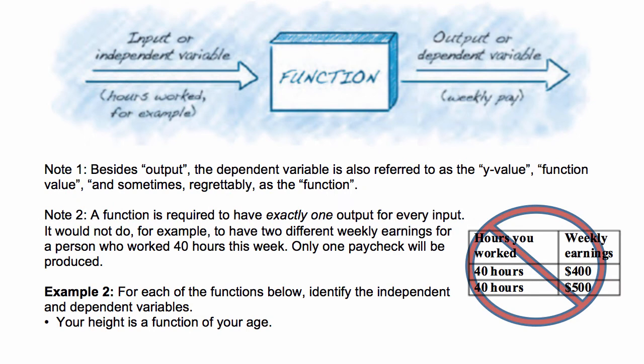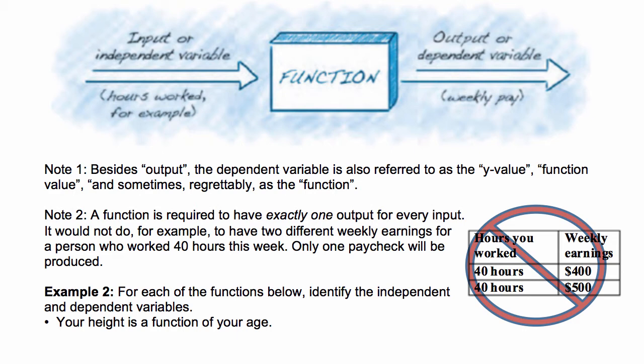Besides output, the dependent variable is also referred to as the y value, function value, and sometimes regrettably as just the function. This is regrettable because the function is made up of more than just the dependent variable. It is the relationship between the dependent variable and the independent variable that defines a function.